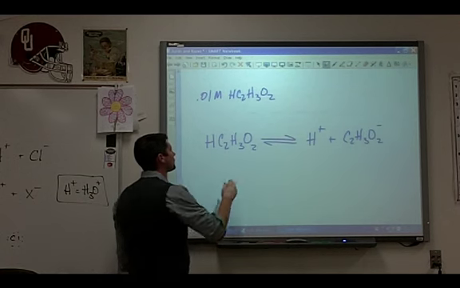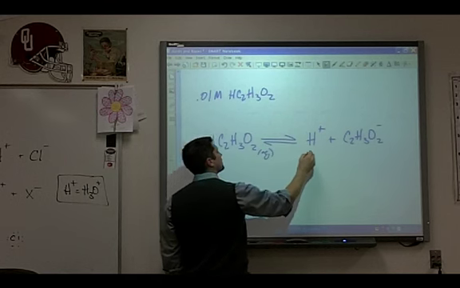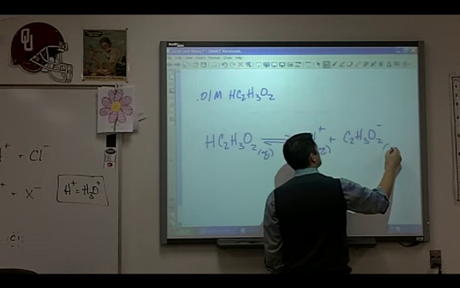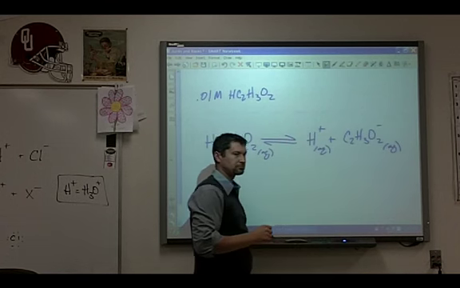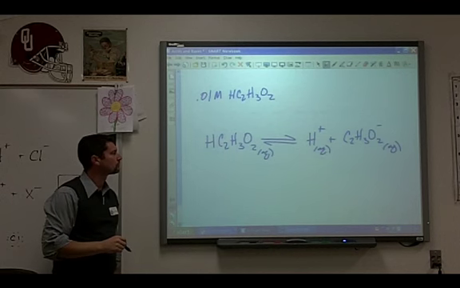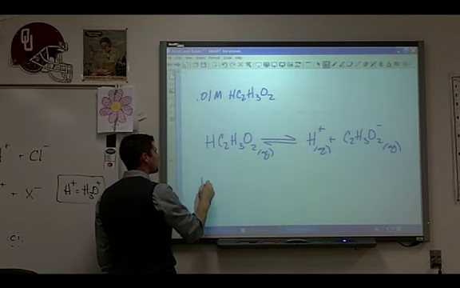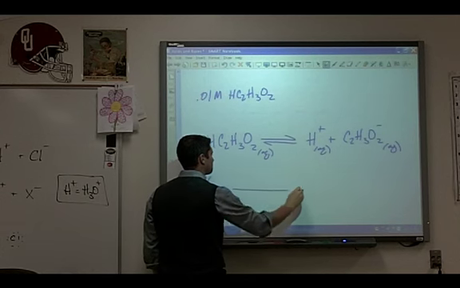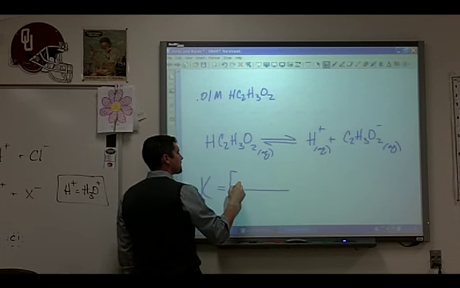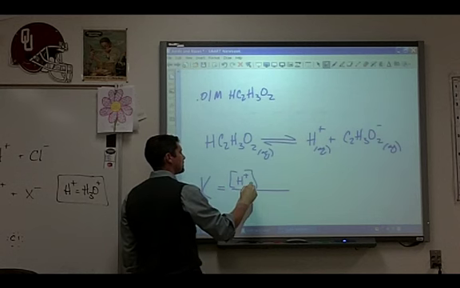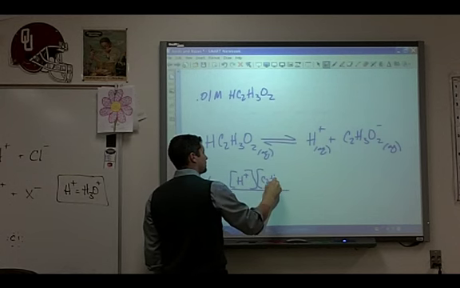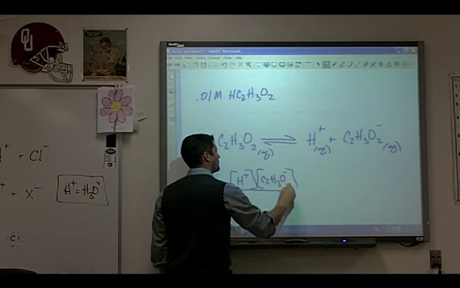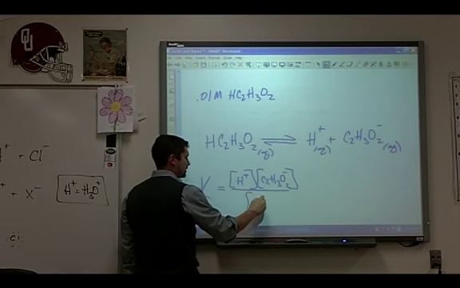Okay? This right here is aqueous. This right here is aqueous. This right here is aqueous. Since this is at equilibrium, can't I write a K expression for this? Yes. What would it be? K equals H positive times acetate negative over acetic acid.